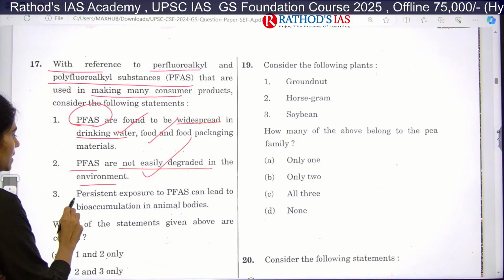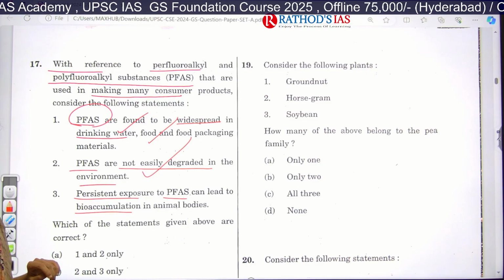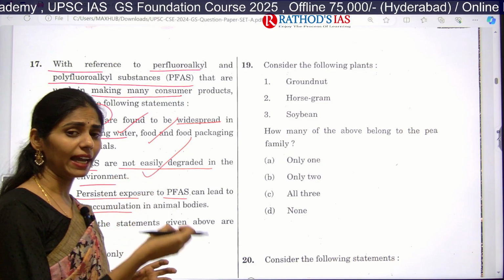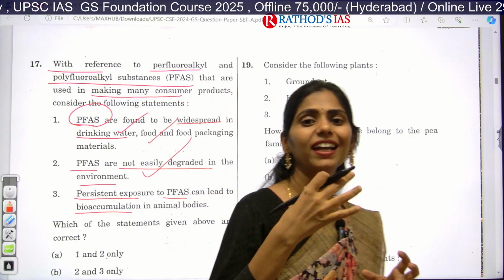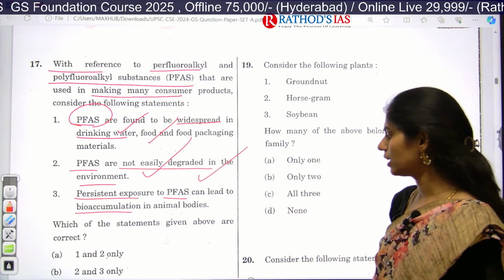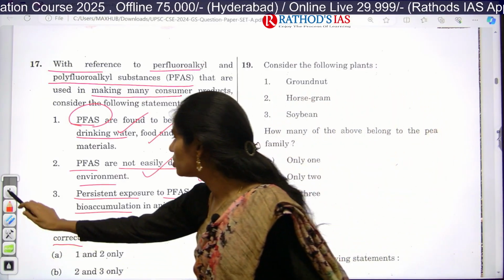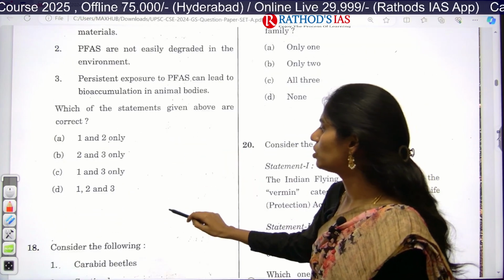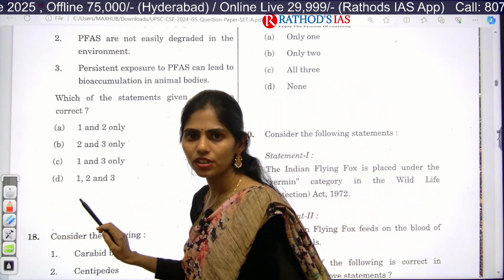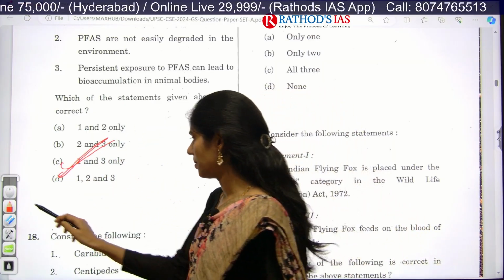And next one is persistent exposure to PFAS can lead to bioaccumulation in animal bodies. Yes, it will accumulate in our body by binding to proteins and in some organs. So this is also absolutely correct. Here you have to identify which of the statements are correct. So all these 1, 2, 3 are correct. So your correct option for this question is option D. Okay, option D is the correct answer.